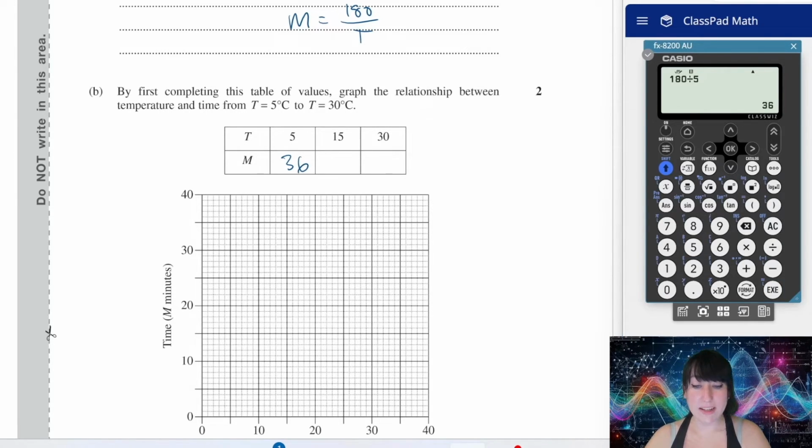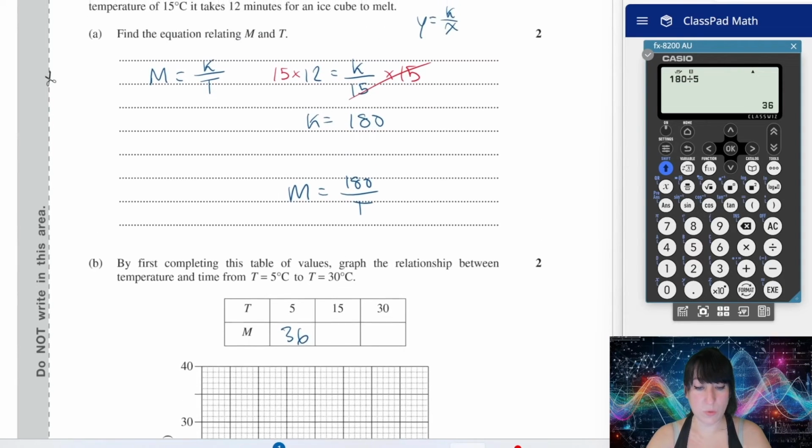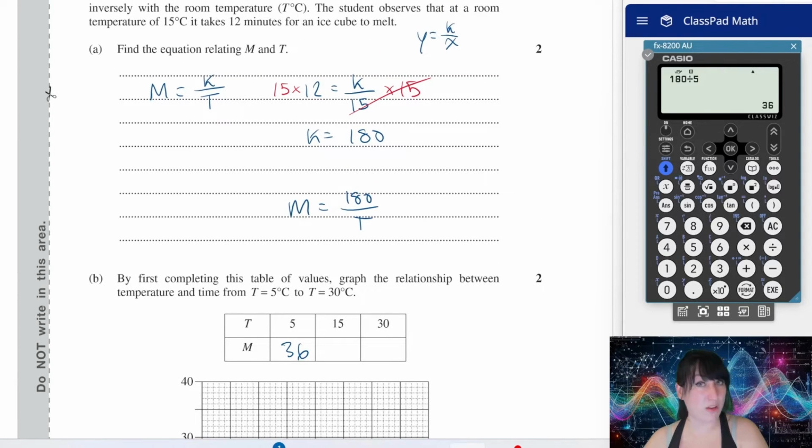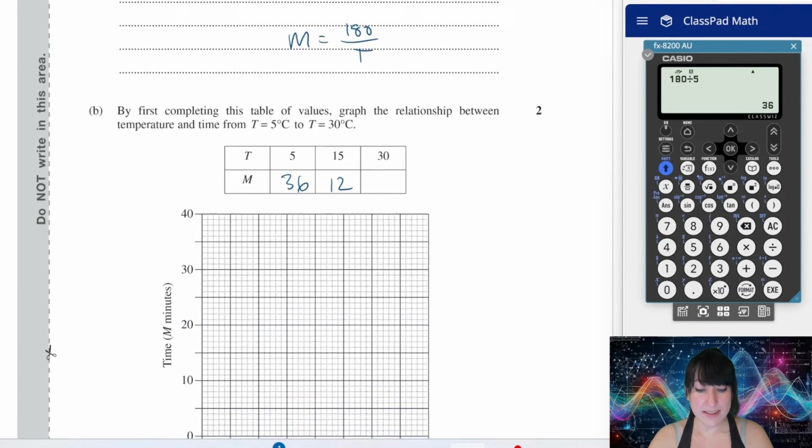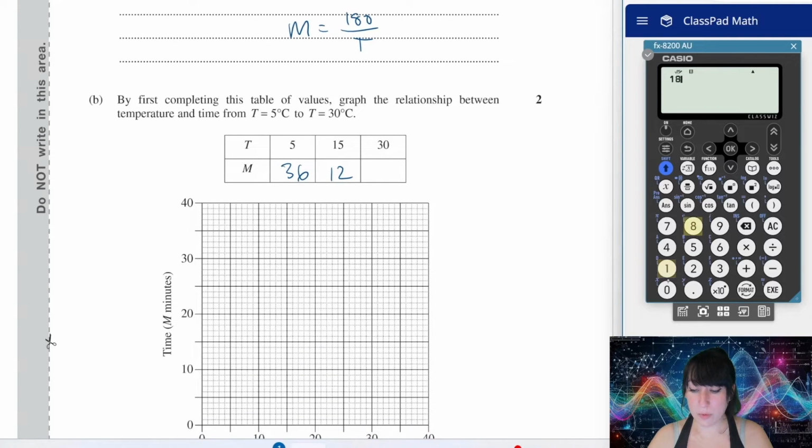When T is 15, we already know that it takes 12 minutes. We could plug it in. We're still going to get 12. And when T is 30, M will be 180 divided by 30, which is 6. As you can see, it's inverse variation. The lower the temperature, the longer it takes to melt. The higher the temperature, the quicker it takes to melt.